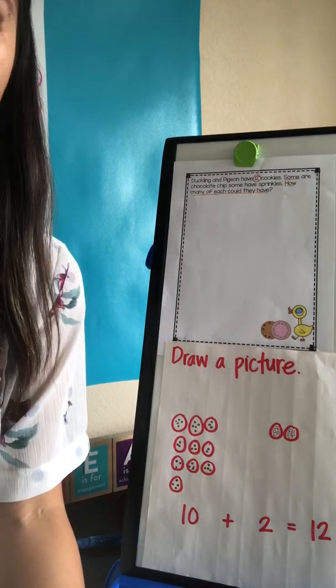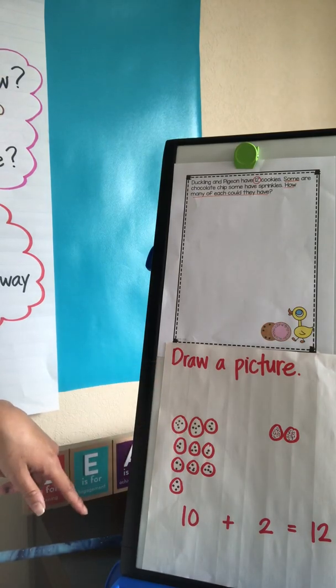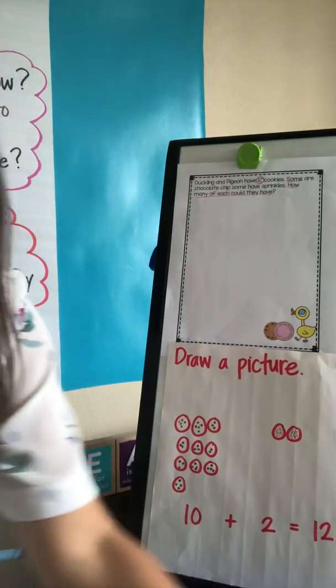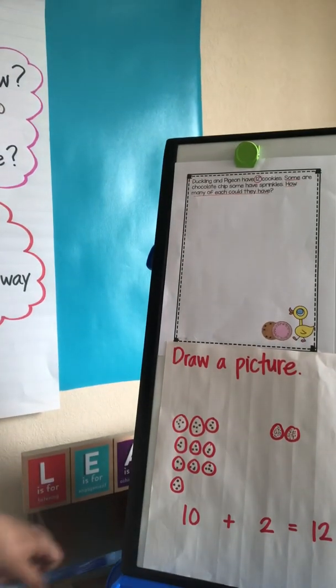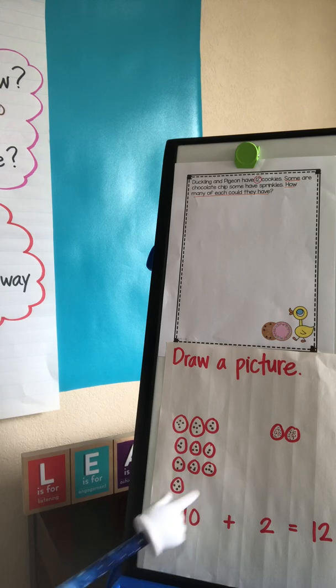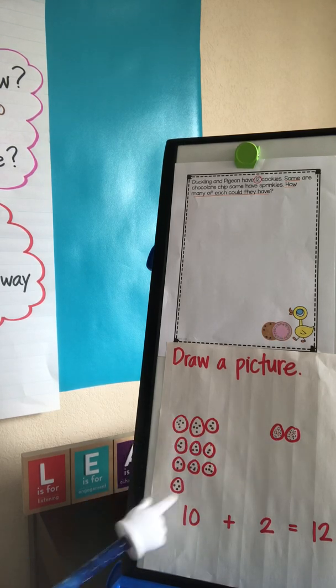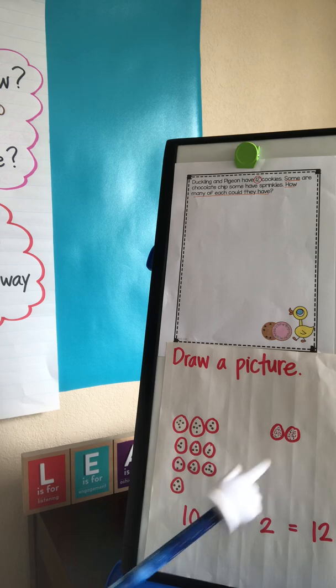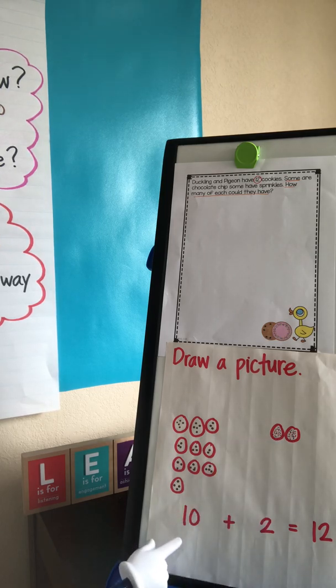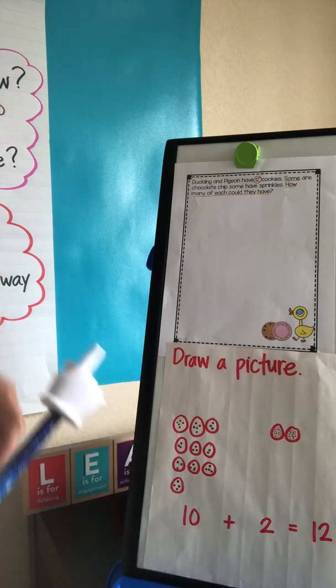So one way that I could solve this is by drawing a picture. So I just thought of a number. I know that they have 12 altogether, but I don't know how many of each. So I just drew my 10 chocolate chips, and if I have 10 chocolate chips, I know that 11, 12, there must be 2 sprinkle cookies, and my equation would be 10 plus 2 equals 12.